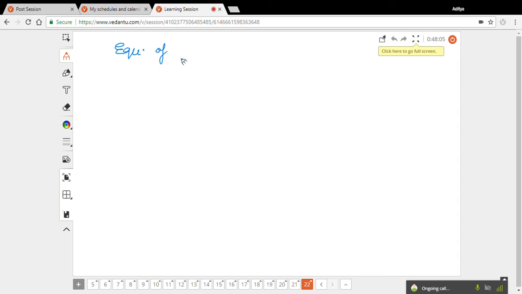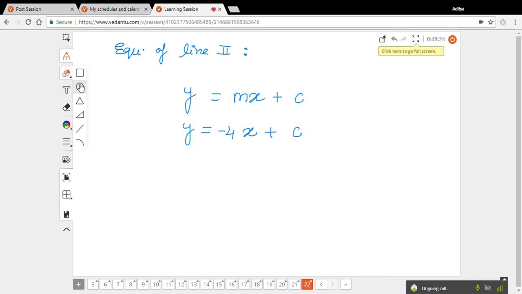Equation of the line 2 will be equal to y is equal to mx plus c. So the value of m we already have got as negative 4. But we don't know this missing term c right now, right? We can still get that actually. I'll tell you how to get that c.